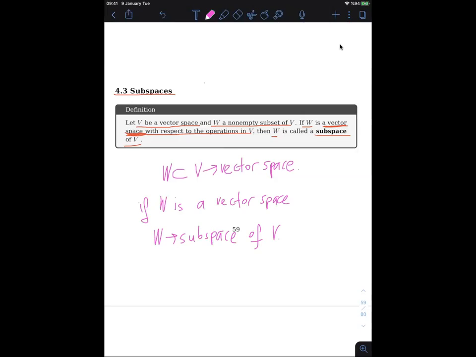Now to check that W is a vector space, you have to go back to the definition and check all those properties, all those 10 properties that we have listed. Well, it turns out there's an easier way. What is the easier way?